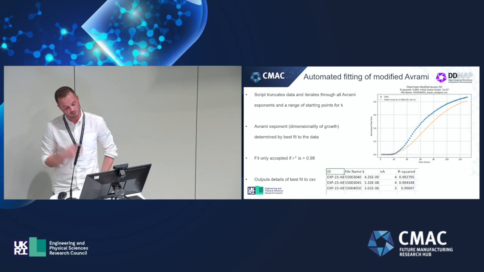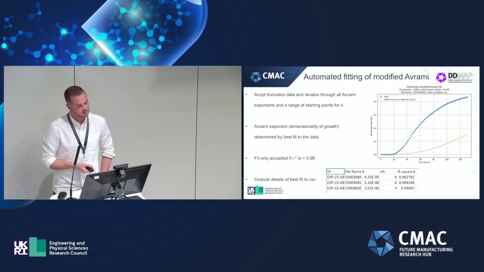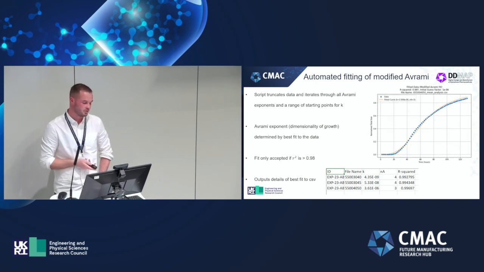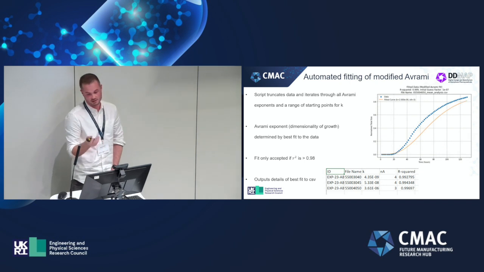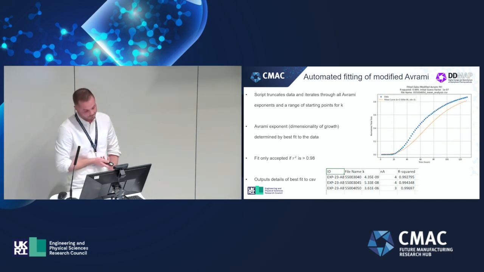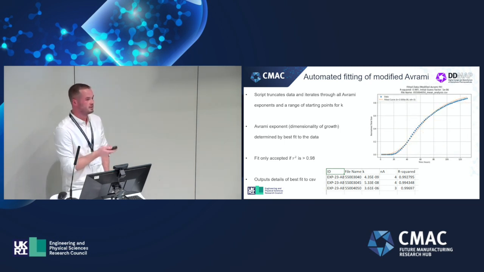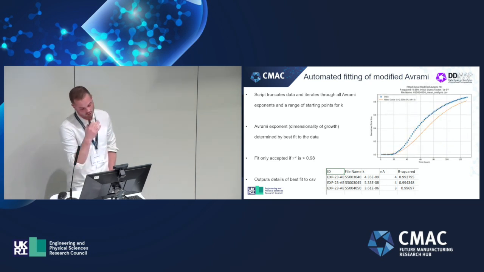So once we've got the image analysis, which extracts the sizes and clusters, etc., the data is then passed on to the fitting script, which iterates over a range of Avrami exponents and starting points for the crystallization growth rate. And, as I say, it's determined by the best fit to the data. And it's only accepted because this is automated. You can't look at everything by eye and say yeah or nay. So if the R-squared value is over a certain value, then we'll write it to CSV, and that's recorded quite consistently.